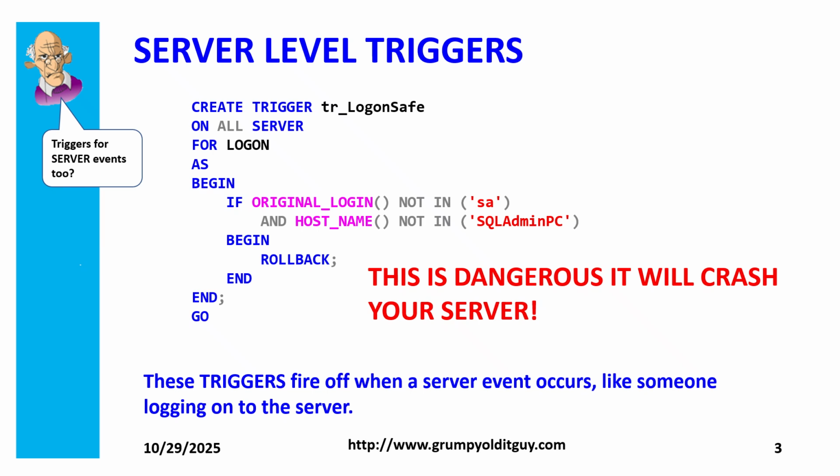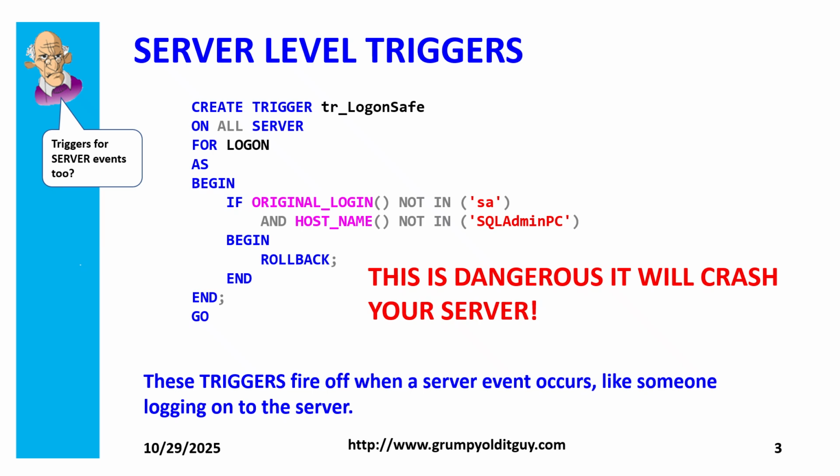Okay, here it is. You create trigger TR_Logon_Safe, but it really isn't safe, on all server for logon. And there's our begin and end block in a little simple if statement. Use the system function ORIGINAL_LOGIN. So if the original login is not in SA, and in my case, I forgot the SA password on my laptop, so I didn't include my Windows authentication logon ID. So this will definitely lock everyone out.